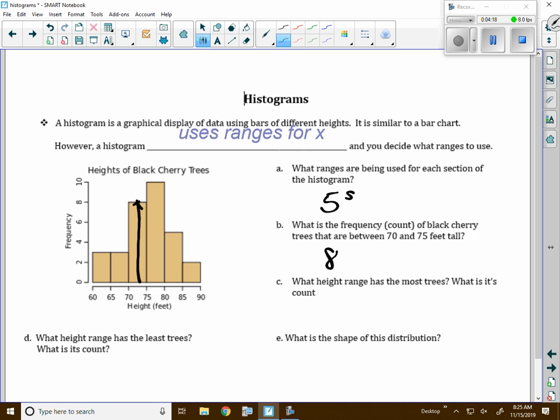Then it asks, what height range has the most trees? 75 to 80. 75 to 80. What is the shape of this distribution?